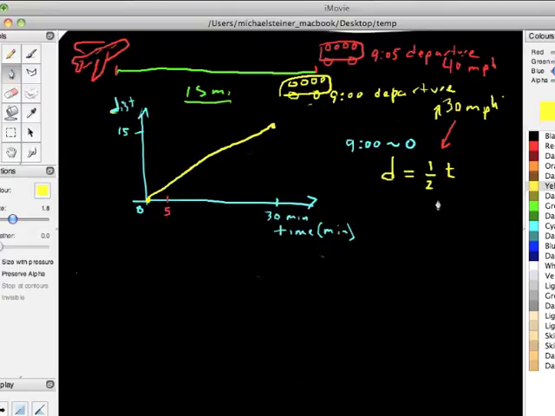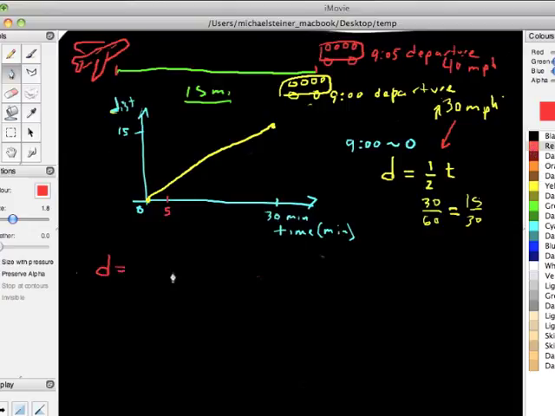this 1/2 is really 30 divided by 60, which is really the same as this 15 divided by 30, right? This is all 1/2. So really, we're taking the miles per hour and dividing it by 60. So here we have a slope. So let's write this.